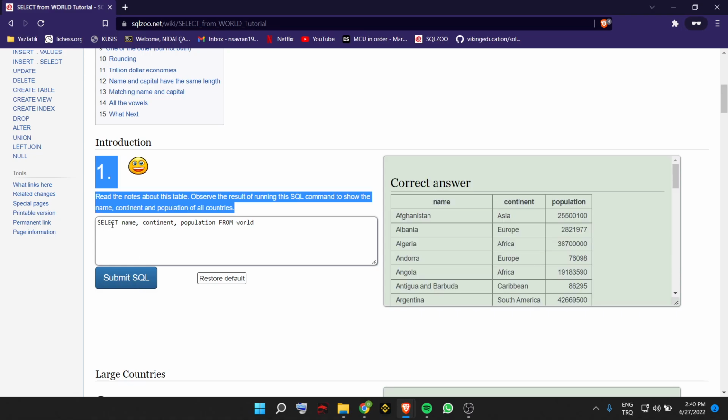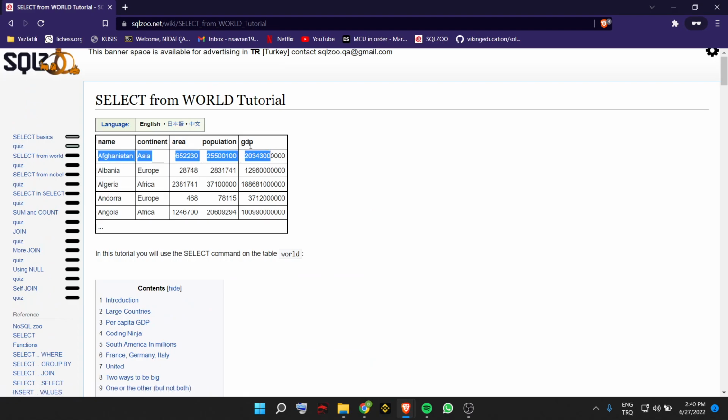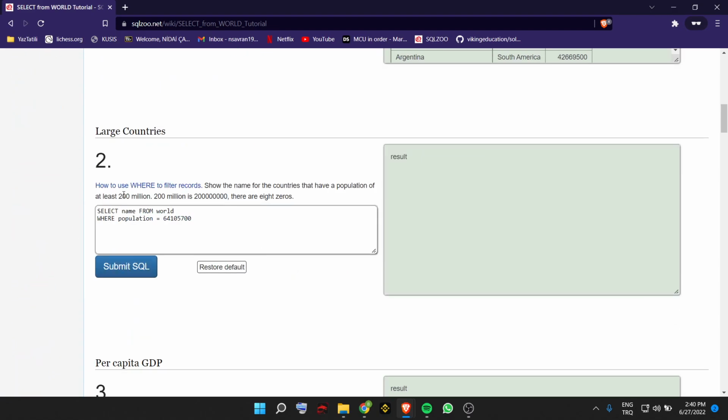Okay, first we have the table. It says we have name, continent and population. We also have area and GDP of the countries. And we can use filters using WHERE.